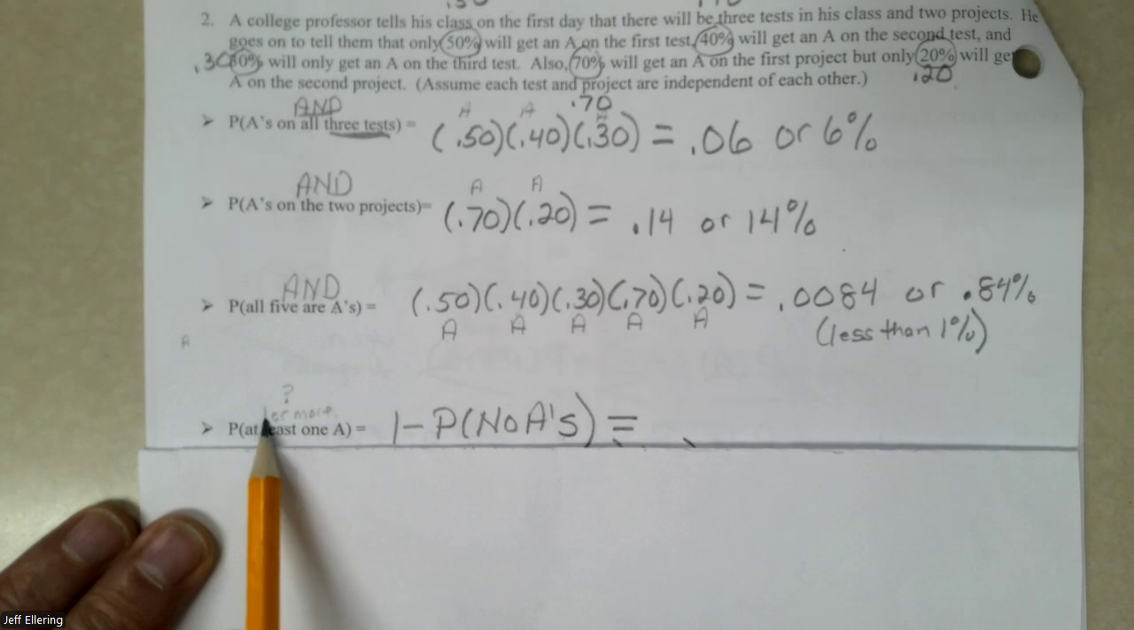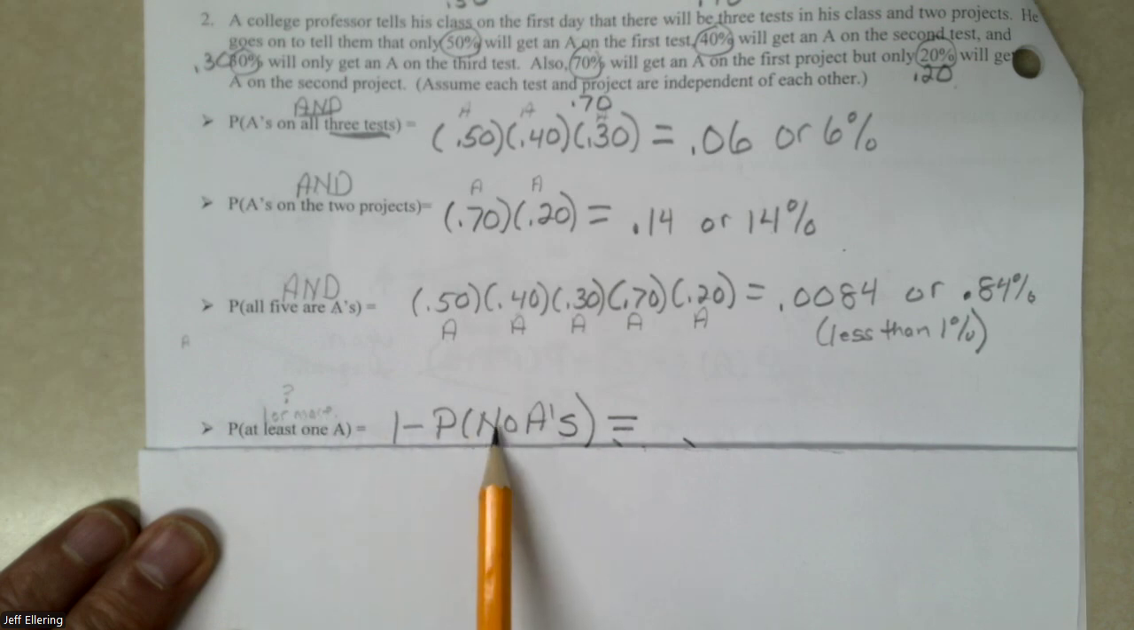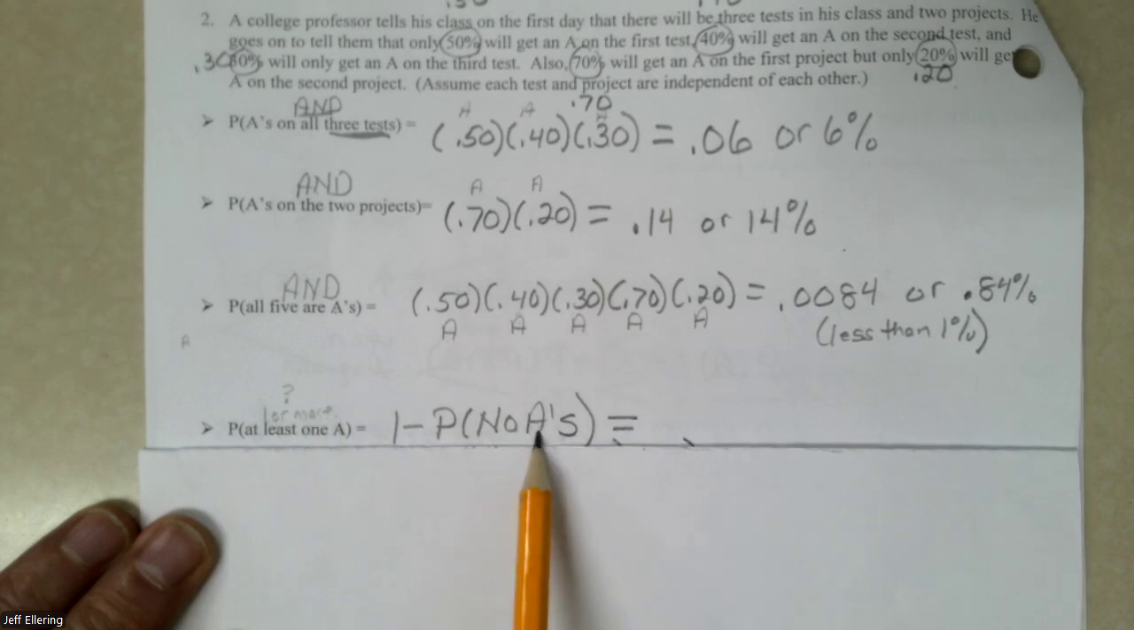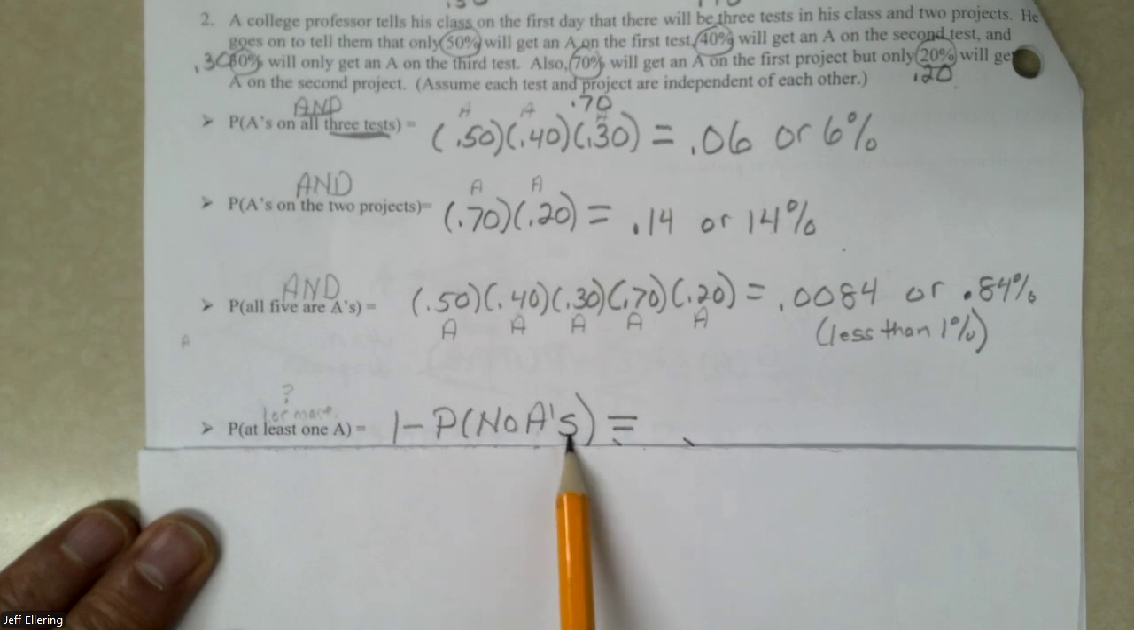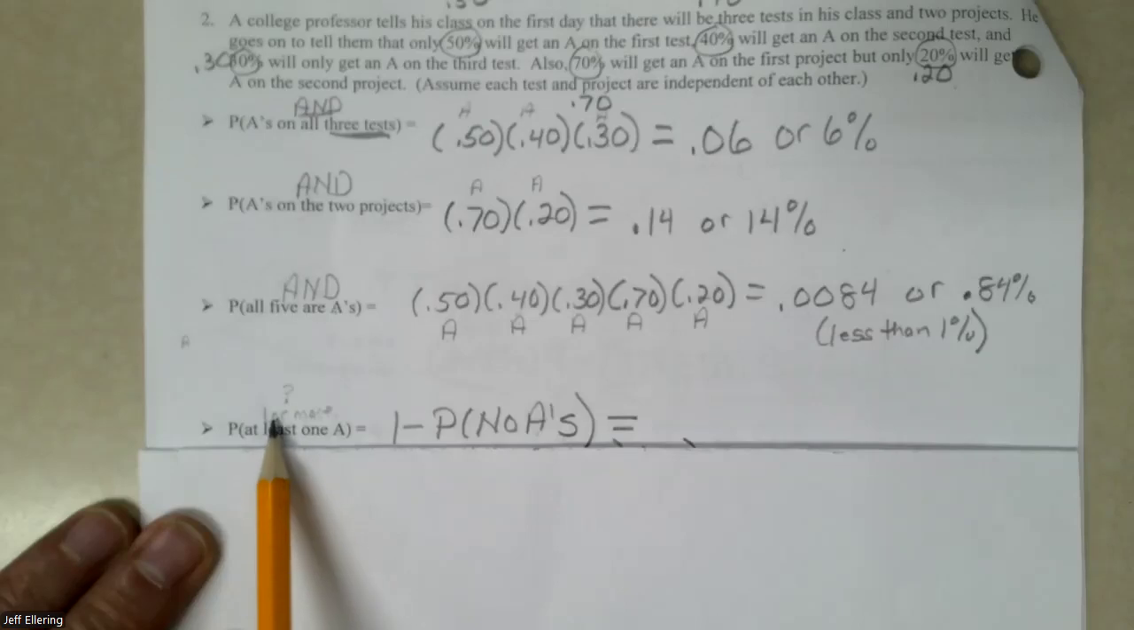So what's the opposite of 1 or more? At least 1 A, 1 or more? That would be no A's. So we have to use the complement rule. 1 minus the probability of getting no A's will tell us the probability that you will get 1 or more.